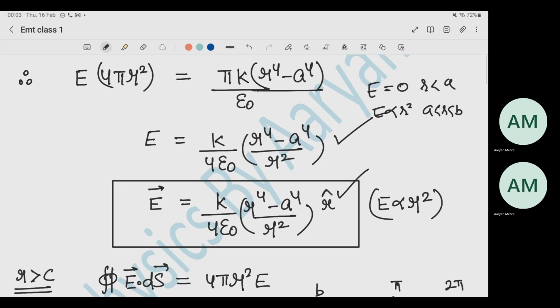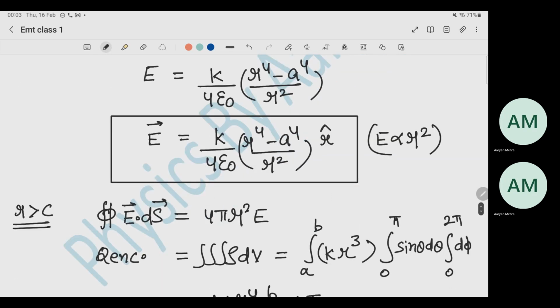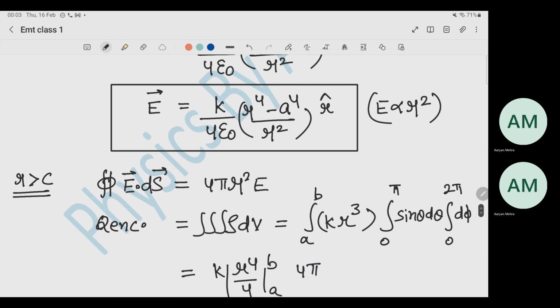You should solve all of those problems, then you will be able to understand what mathematics is going on and you will get very good practice. Okay, now let's complete the problem by solving for the electric field outside B. How do you solve that?